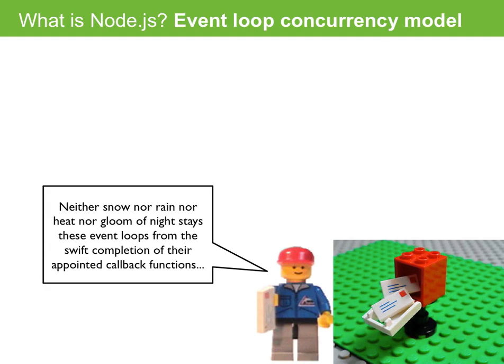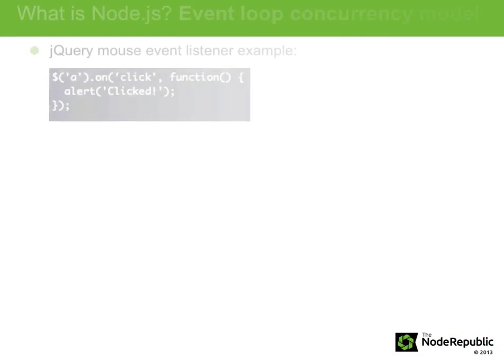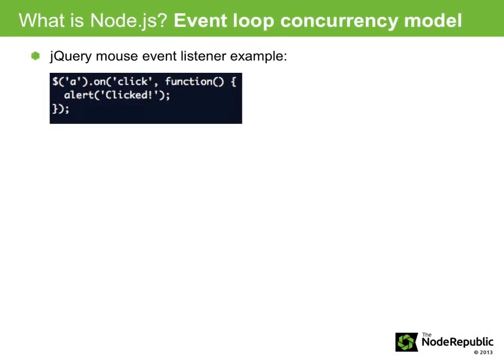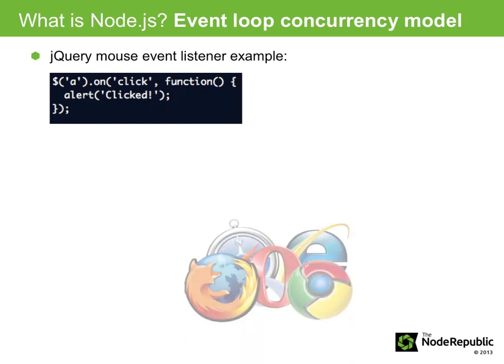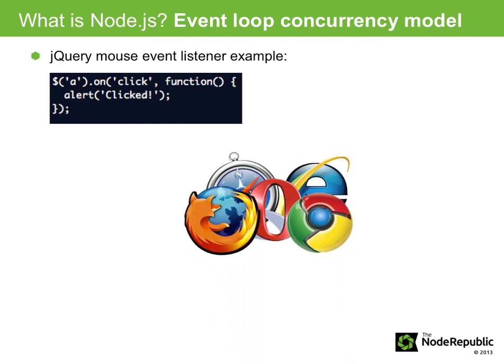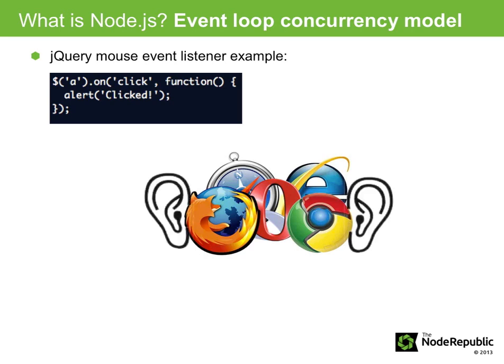Consider listening for mouse events inside the web browser using jQuery. This code will do nothing until the A element is clicked. But what happens when the click event fires? The browser will alert with the message clicked. This is the event loop in action.